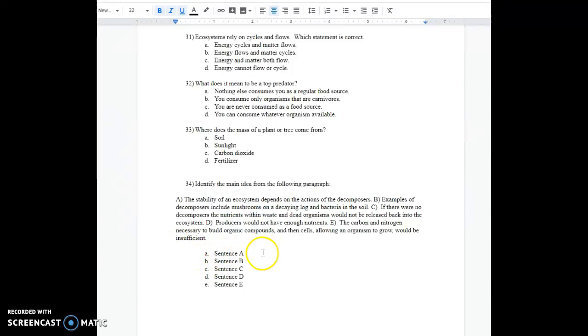Your choices are sentences A, B, C, D, or E. A is the sentence that follows it. B is the sentence that follows it. So pick the sentence that is correct that follows the letter.